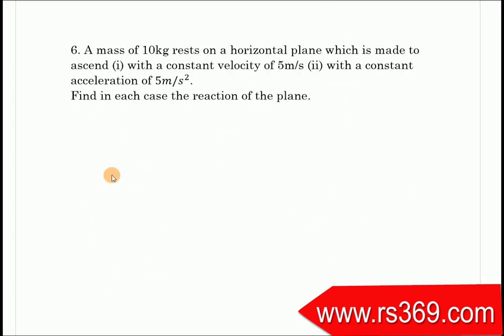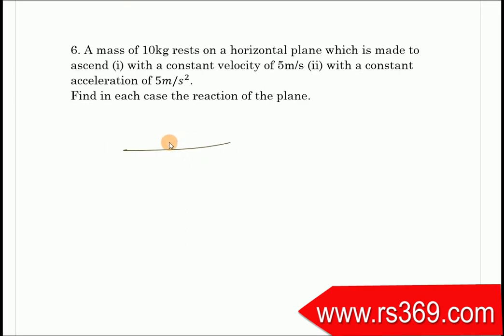This one is saying that a mass of 10 kg rests on a horizontal plane which is made to ascend, Roman 1, with a constant velocity of 5 meters per second, Roman 2, with a constant acceleration of 5 meters per second squared. Find in each case the reaction. They want us to obtain the reaction in each case.